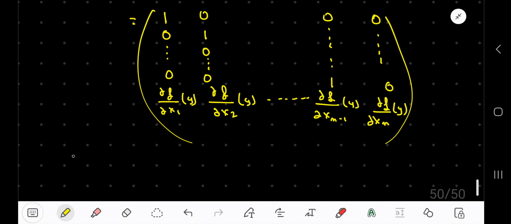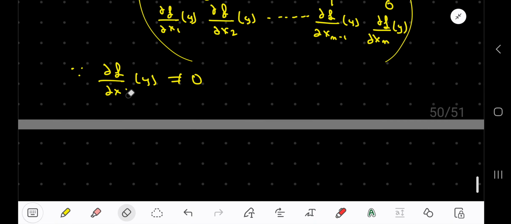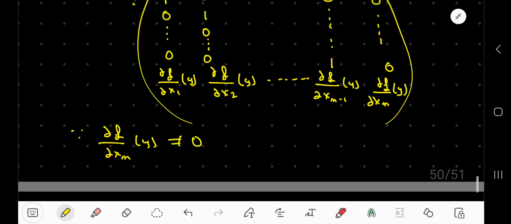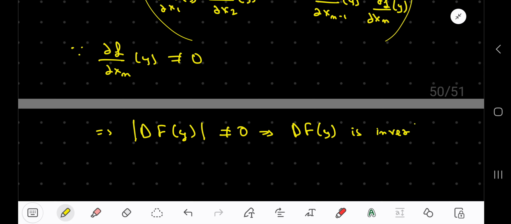Now since we had assumed that the partial derivative del f by del xn at y is non-zero, we require this only. So this immediately implies that the derivative, the Jacobian, is invertible. That is, the determinant of the Jacobian at y is non-zero, which implies that this Jacobian matrix at y is invertible. Fine, this is invertible.